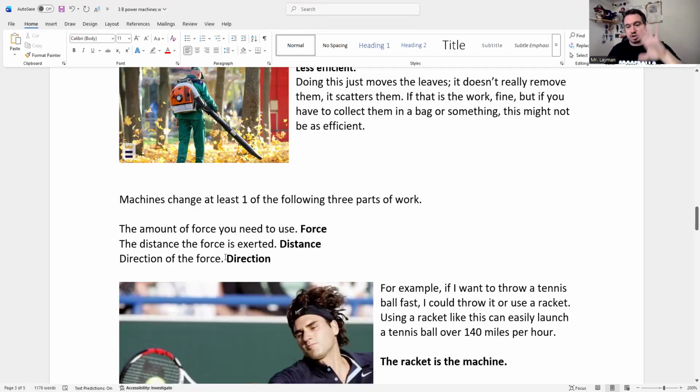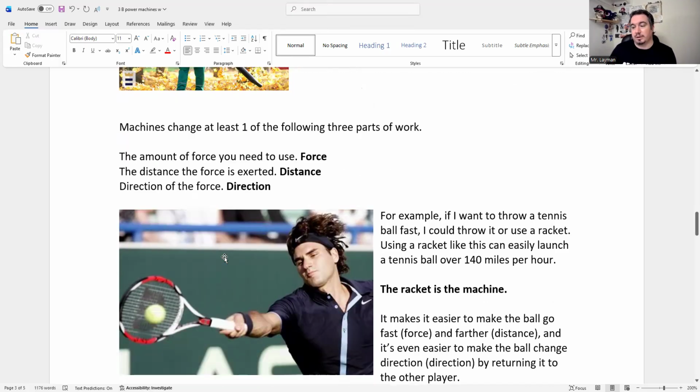Machines change one of the following three parts of work: the amount of force you need, aka force; the distance that the force is exerted, aka the distance; and the direction of the force, the direction. So one of those three things is changing, at least one of them. You can have multiple of those changing, but it's got to be at least one of those.